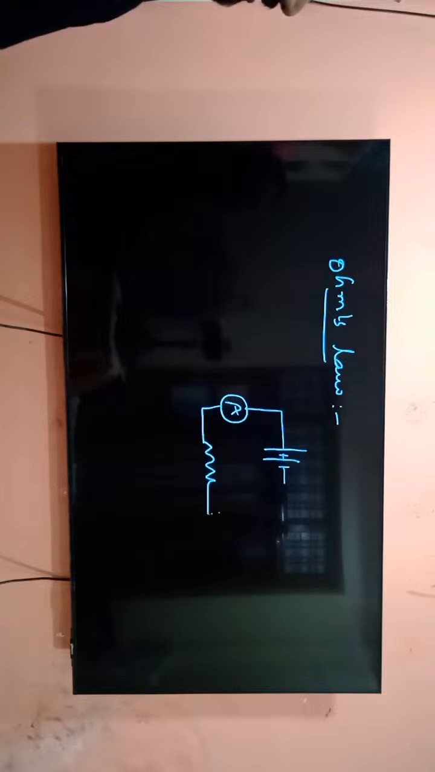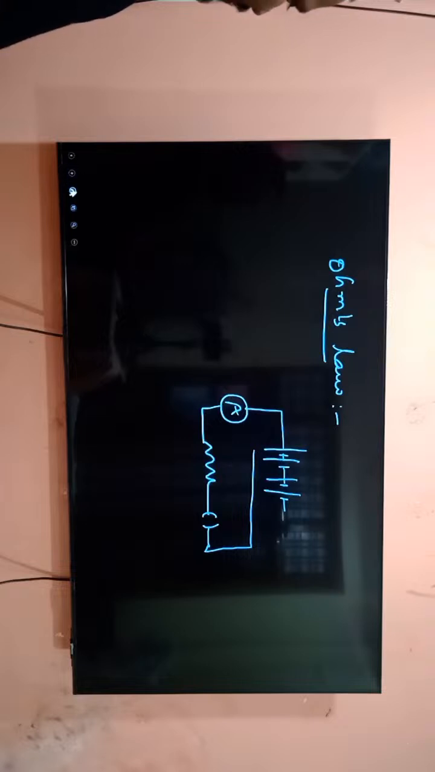So what is that? I'm considering this battery. I'm taking the battery. I'm considering an ammeter here, and one more thing here, a resistor. This is the resistor, and here a switch if you take. So here 4 cells you can take, and like this. So actually this is the circuit diagram, the experimental setup of Ohm's law.